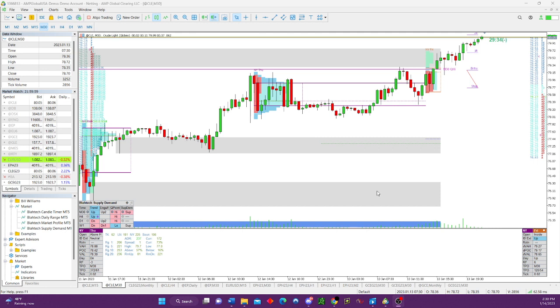Okay, so for this trade, first off, this trade was conducted on January 13th, 2023. And this chart that you're looking at is on a 30-minute time frame. You can see that is a 30-minute time frame right here in the upper left-hand corner.